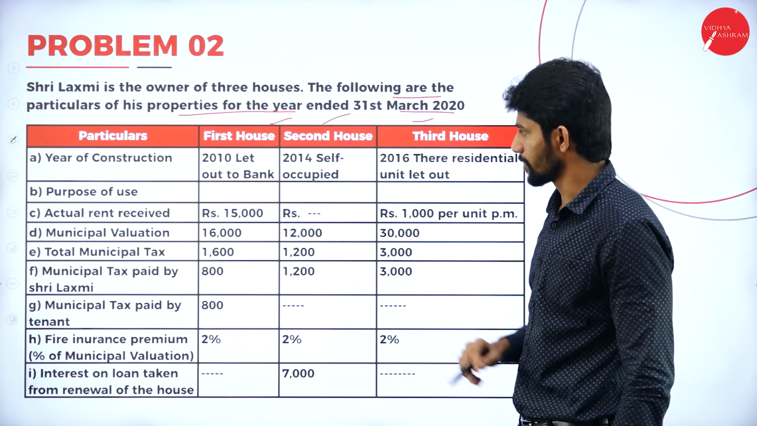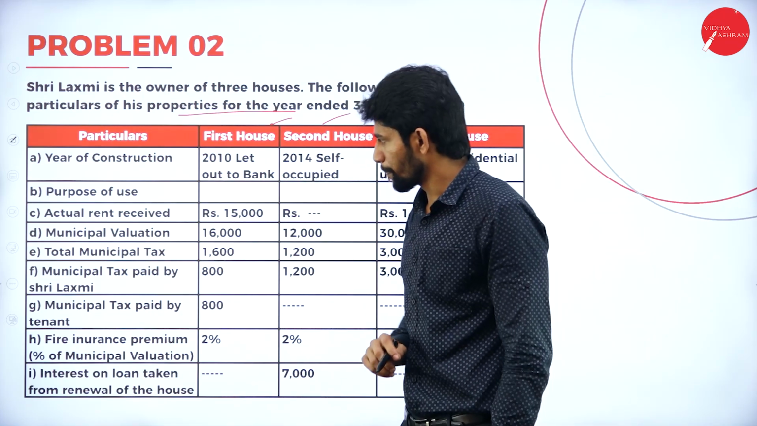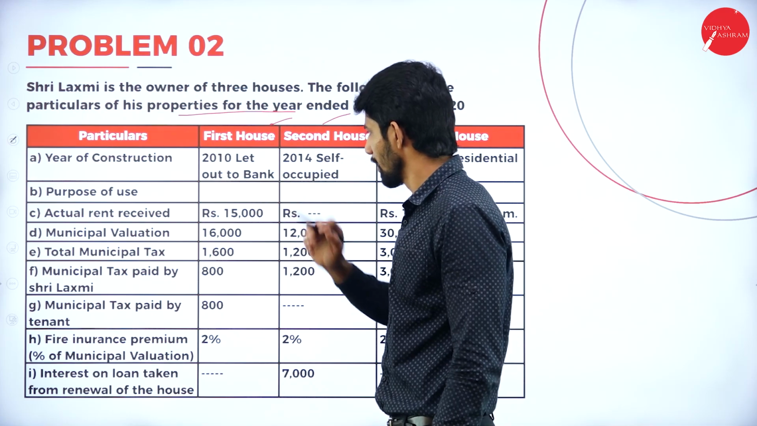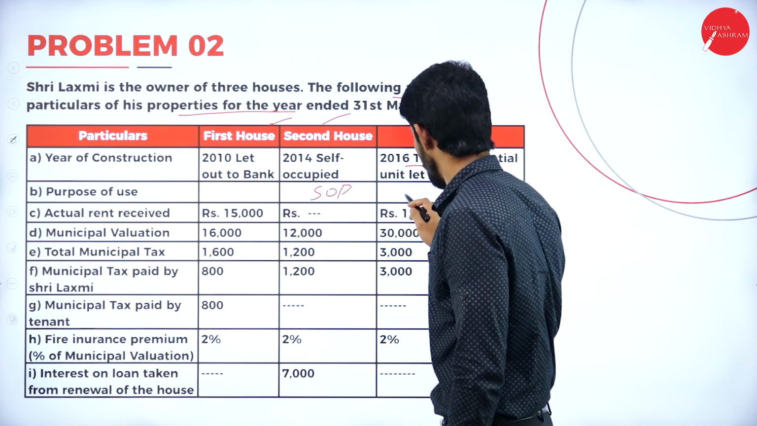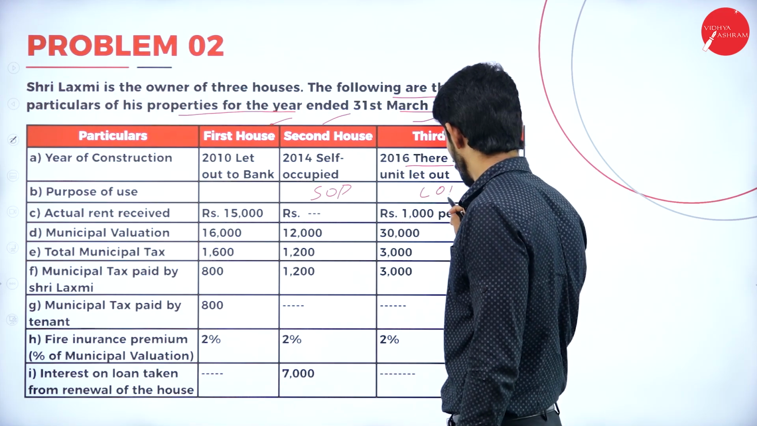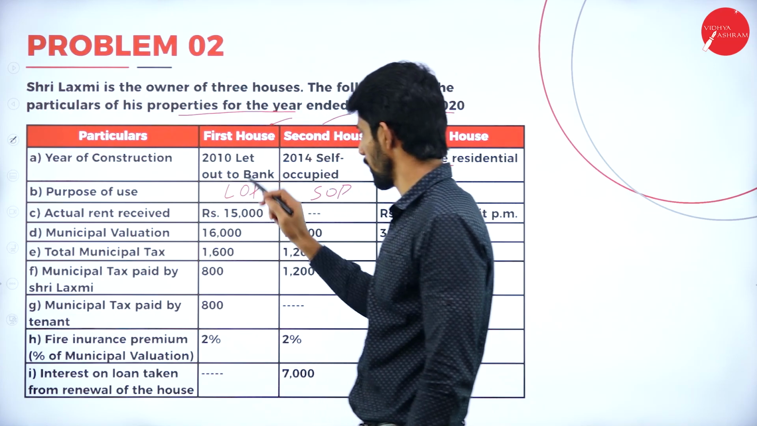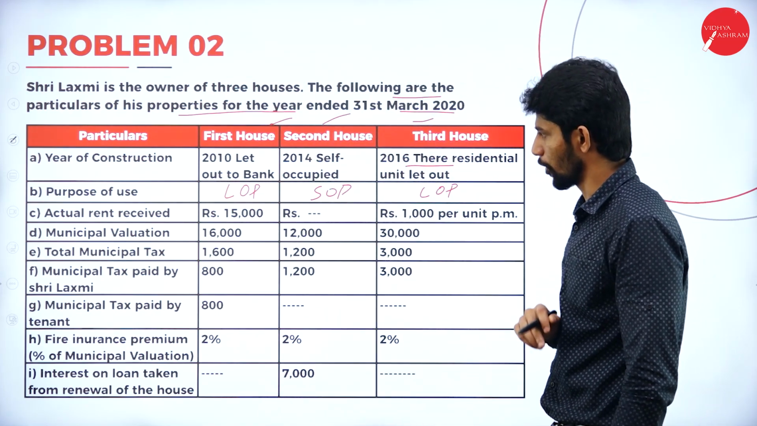Year of construction: 2010, 2014 and 2016. Purpose of use: this is let out property, this is self-occupied property, and this is also let out property. So house 1 and house 3 are let out. House 2 is self-occupied property.